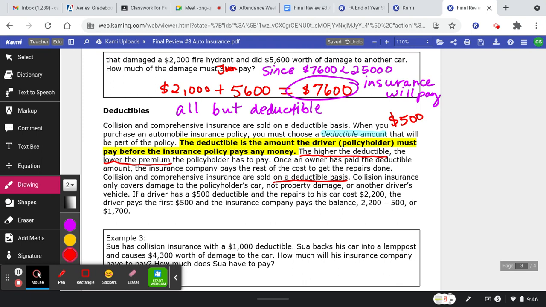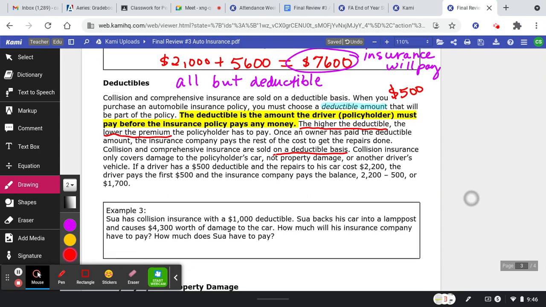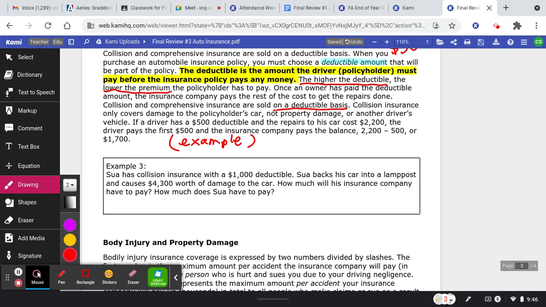So collision insurance only covers the damage to the policyholder's car or another driver's vehicle. That's collision. And if a driver has a $500 deductible and the repairs to his car were $2,200, the driver would pay the first $500 and the company pays the balance. This up here, embedded in this, is a little example for you to refer to of how to calculate that remaining difference. We're now going to go do example 3 the same way.